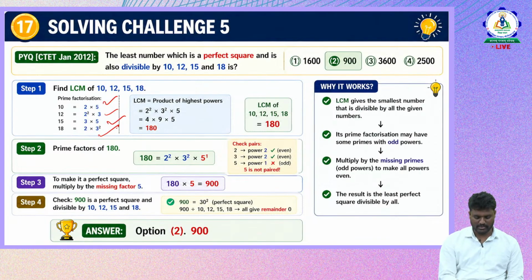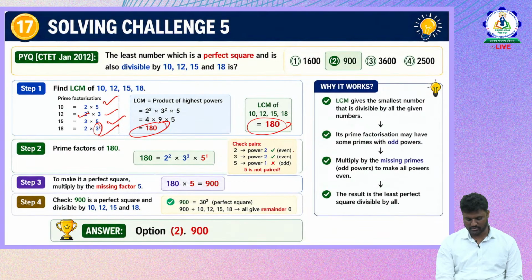Now the LCM is the product of the highest powers. The highest power of 2 is 2 to the power of 2, the highest power of 3 is 3 to the power of 2, and for 5 it is 5 to the power of 1. If you solve this, we get 180. So the LCM is 180. Now we identify the factors of 180 and check the pairs. 2 is even, 3 is even, but 5 is odd, so 5 is not paired here.